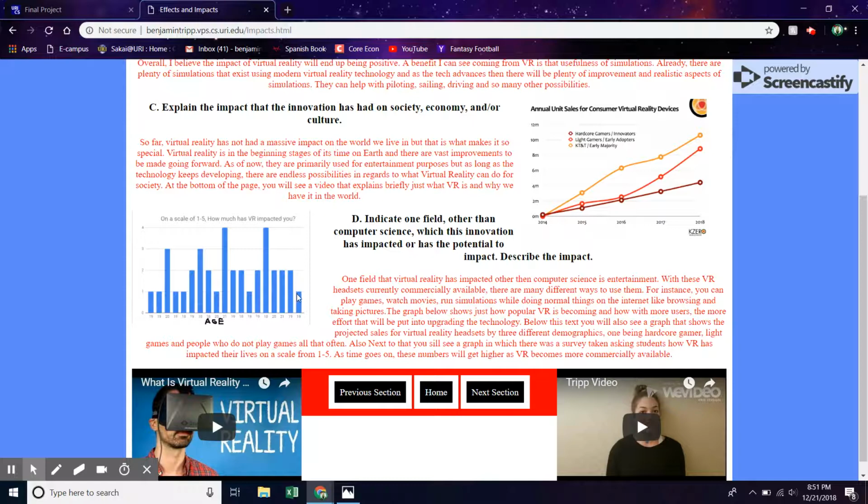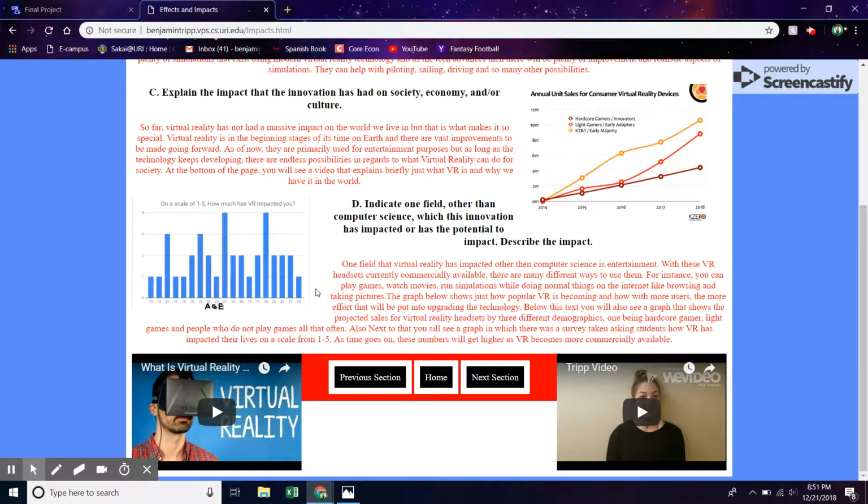Over here, I also have a graph that indicates a survey I did in which I had people in my class rank on a scale of 1 to 5 how much VR has impacted them. So here I have the age of each person that took the survey and what they ranked, with the majority being ones and twos, with very few threes and fours because of how recent virtual reality is and how not many people have gotten the chance to acquire it or try it yet.